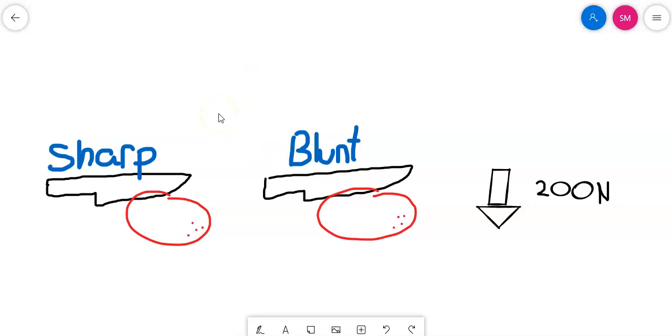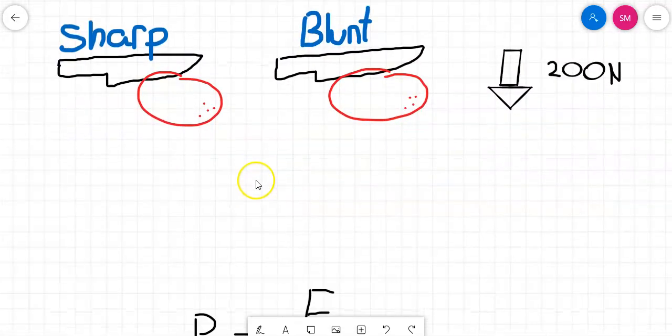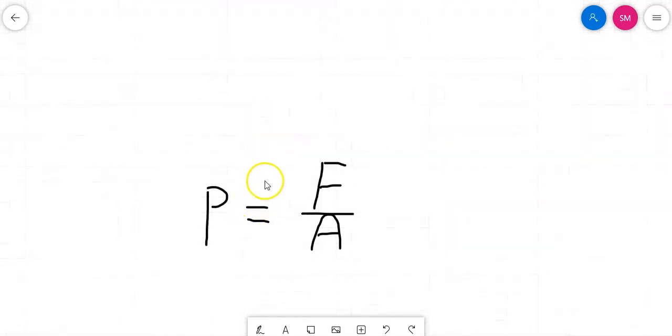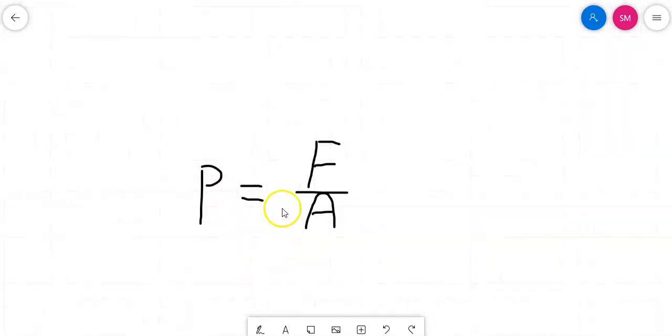So we'll have a look at the formula that relates to pressure. So it's effectively just what we've just said. So P, which is pressure, is equal to the force that is applied over a particular area. So this equation makes sense. So if you can imagine, we've got 200 newtons of force.